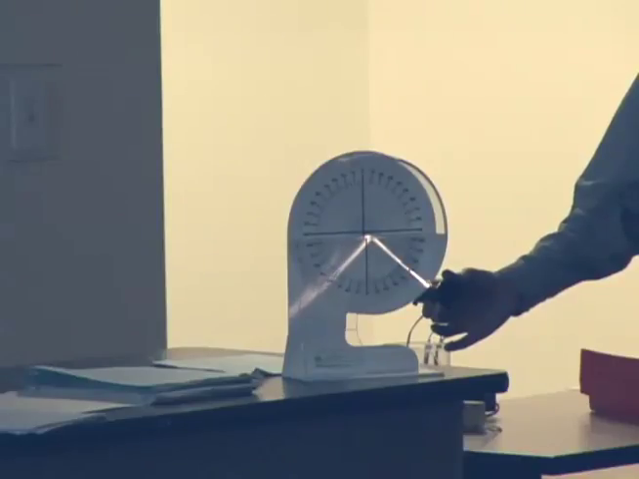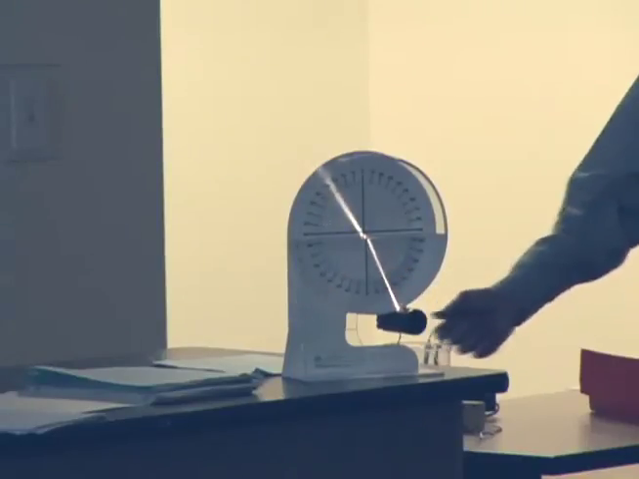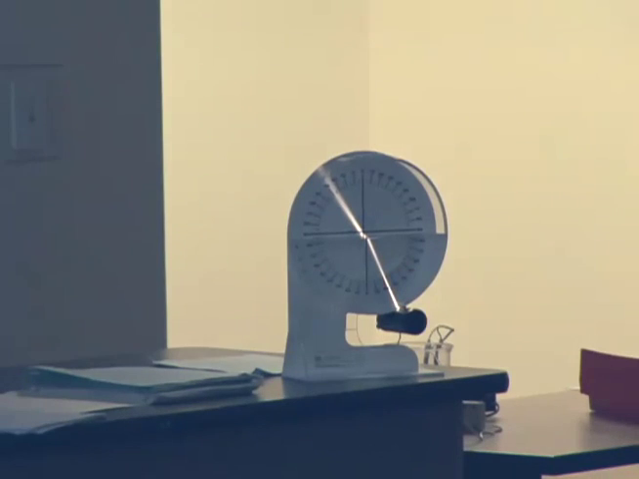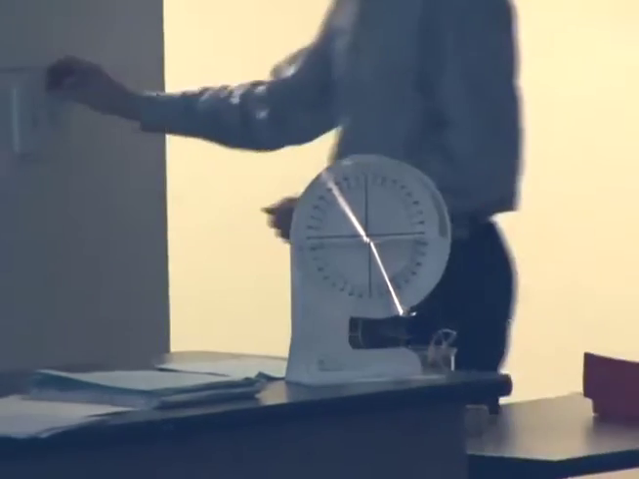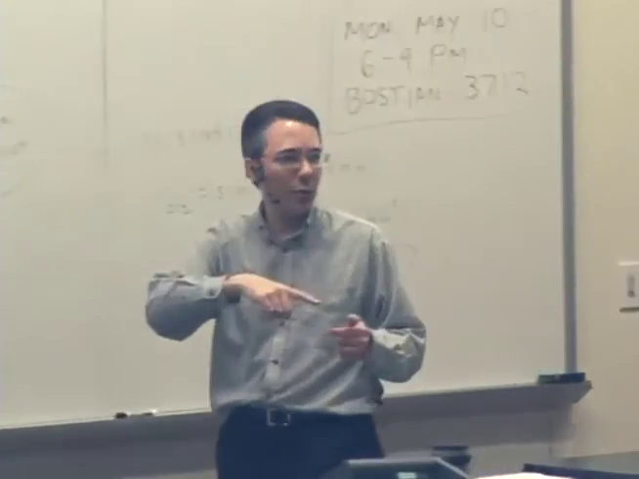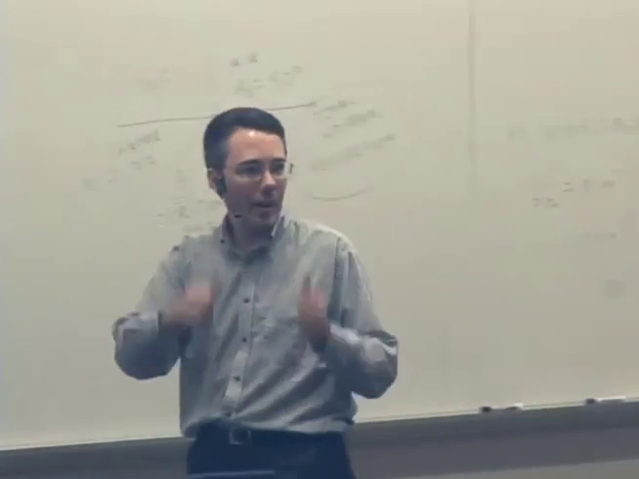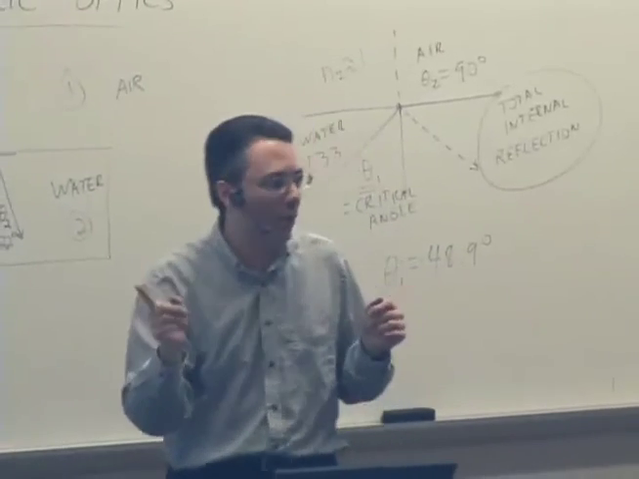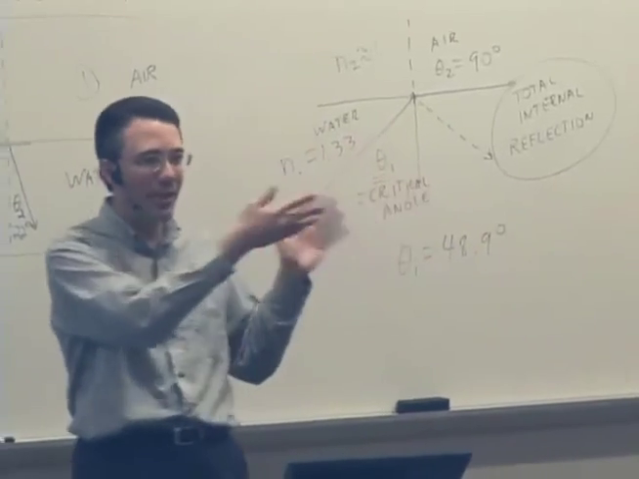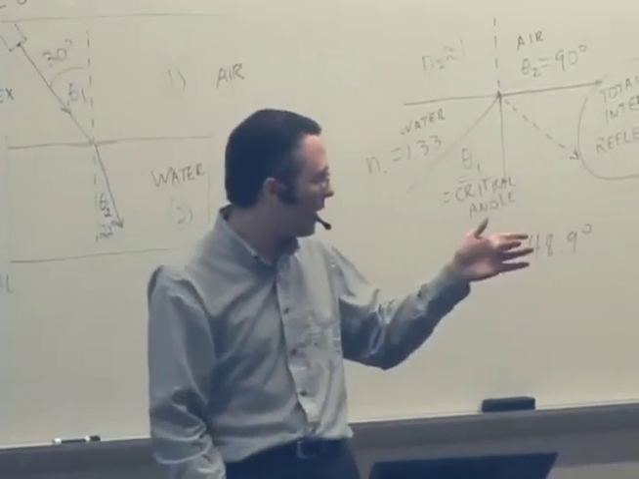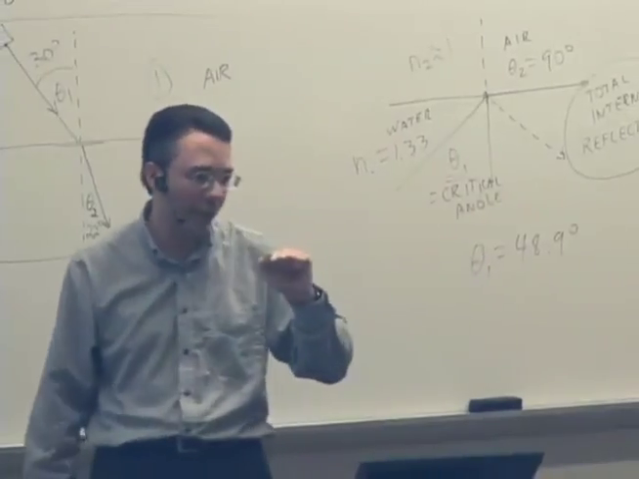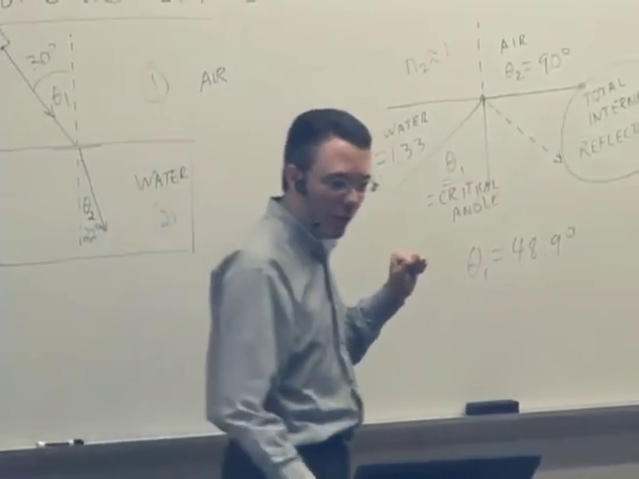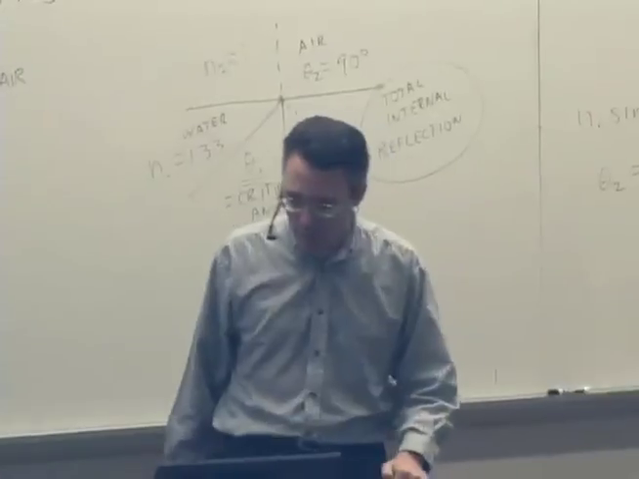Okay? So the key point here is that when you're going from lower to higher index, the light ray is always bent toward the normal. When you're going from higher to lower index, the light's bent away from the normal, but you got to be careful and worry about that critical angle. If you're beyond that critical angle, you're going to have total internal reflection. Okay? We will deal more with this on Wednesday.